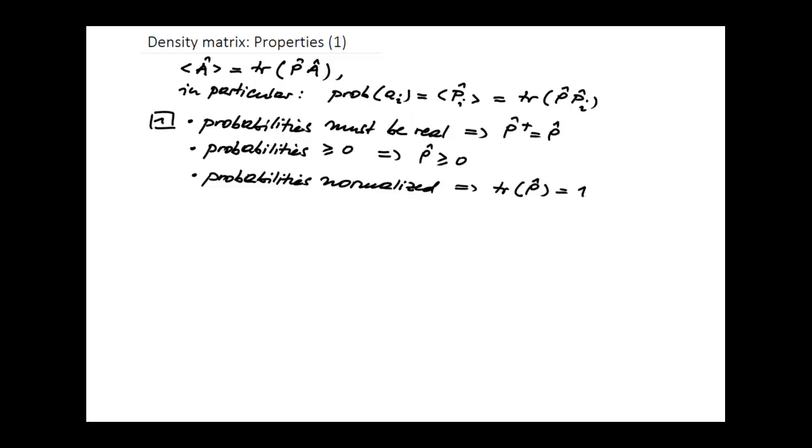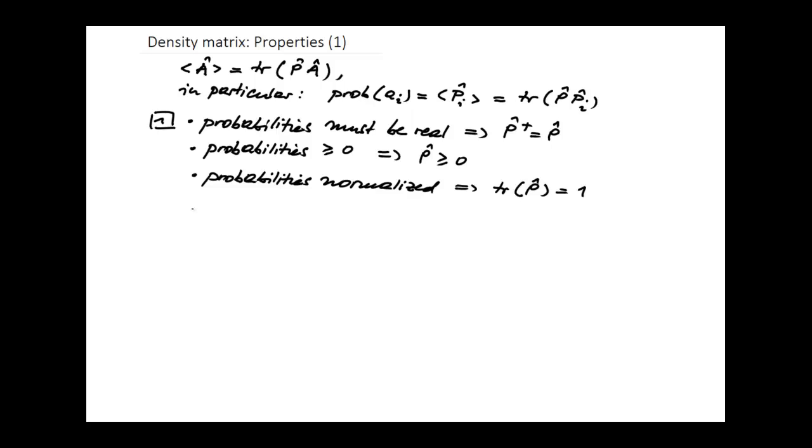So these are the three basic properties of a density matrix. In fact, any operator that satisfies these three requirements, Hermitian, non-negative, and trace equal to 1, qualifies as a density matrix. Now, from these properties, we can deduce a number of further properties.